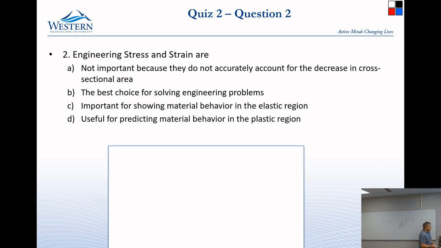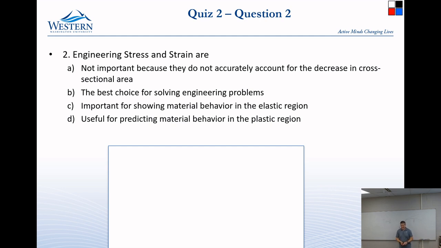Engineering stress and strain are: A, not important because they do not accurately account for a decrease in cross-sectional area. B, the best choice for solving engineering problems. C, important for showing material behavior in the elastic region. Or D, useful for predicting material behavior in the plastic region. Is it C or D? I was between the two. I thought it was D.